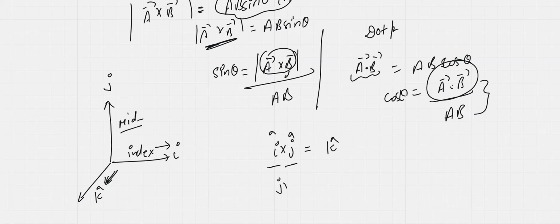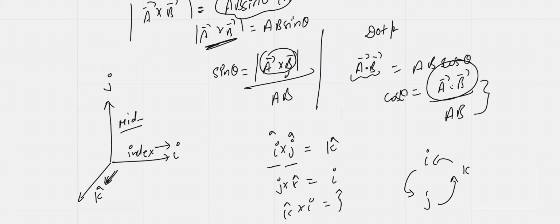J cross K will result in I, and K cross I will result in J. It follows the cycle of I, J, K. If you go against the cycle, the answer is going to be negative. Is that clear, Bhavna? Till here?